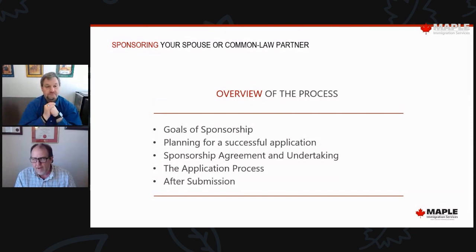So what's the next step after that? Whether you're in Canada or out of Canada, once they've received it, they'll let you know. They'll give you an application number, which you need to refer to all the time when you're dealing with the government.